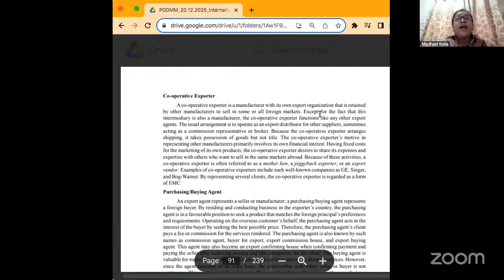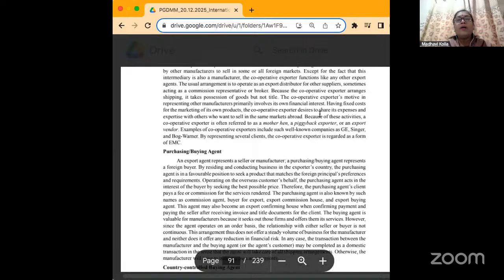However, because they have a lot of efficiency in the local market, they have a better understanding. So it sometimes makes sense to piggyback on such cooperative exporters who are not only exporting their own products, but they are also taking the products of other companies from a similar origin and exporting them. So here we are talking about a cooperative exporter who's like a mother hen or a piggy bank exporter or an export vendor.